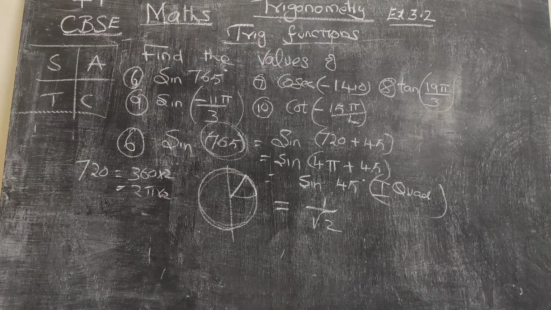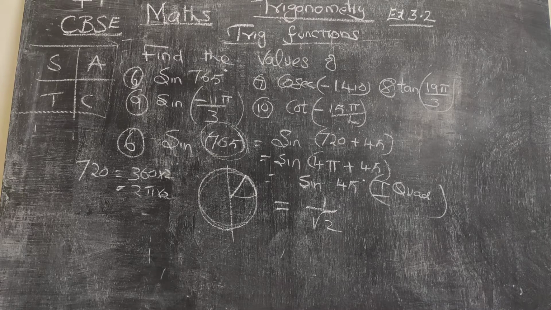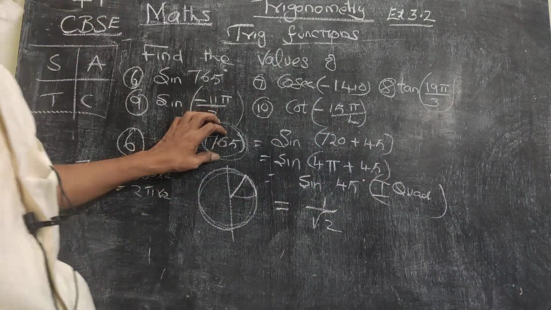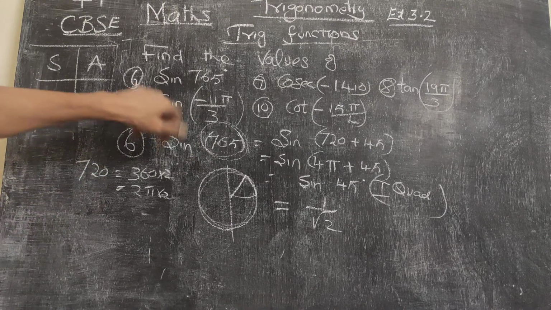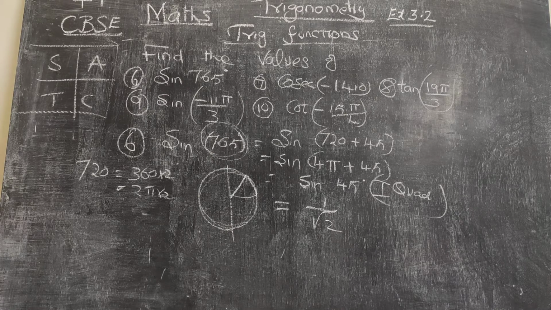Is it alright? 765, I am writing as 720 plus 45. For your understanding, that is 4 pi plus 45. If I write in terms of 2 pi plus or minus, sin will be sin only, so sin 45. And then you have to find not where this 45 lies, but where 765 degrees lies. So you decide and then fix that. When it lies in the first quadrant, the value is 1 by root 2. Is it okay?